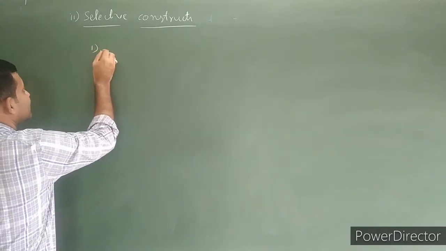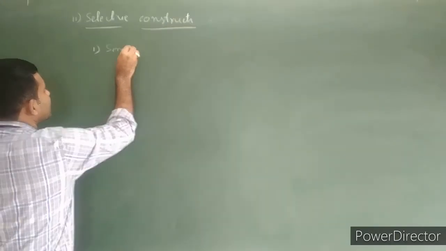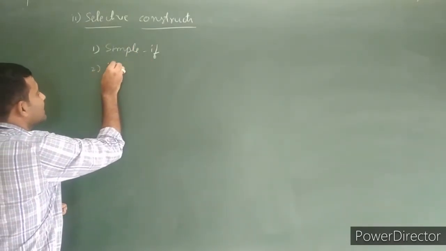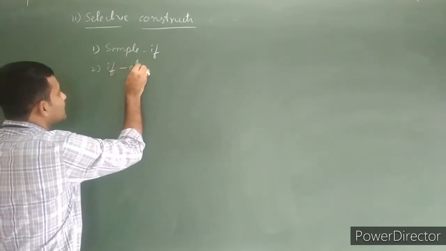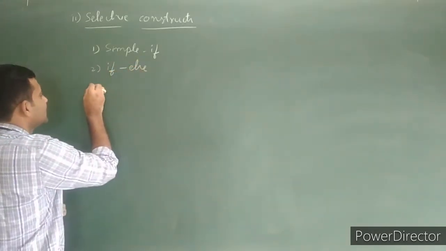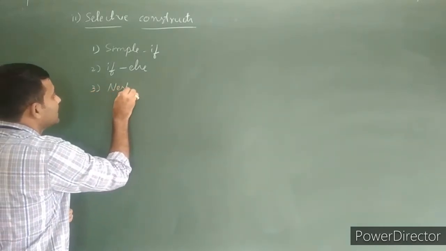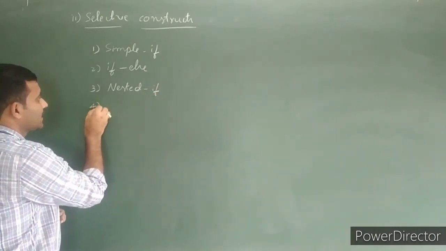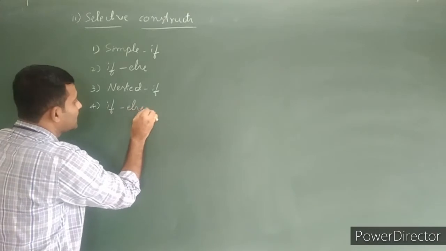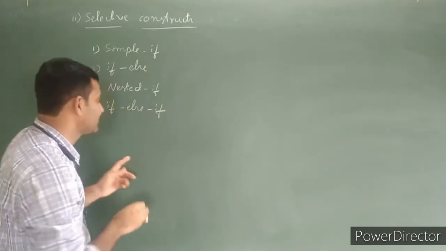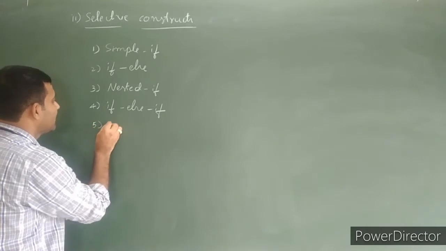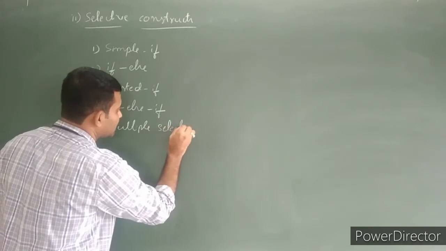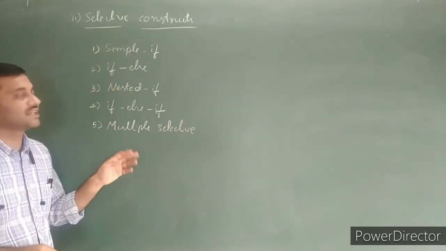The first one is simple if. Second one is if else. Third one is nested if. Fourth one is if else if. Then last one is multiple selective. So these are the different types of selective constructs.